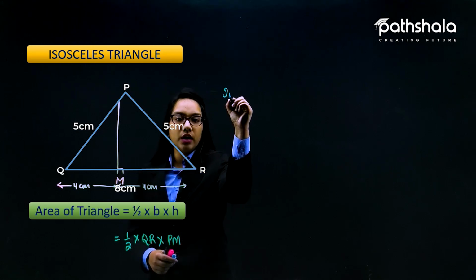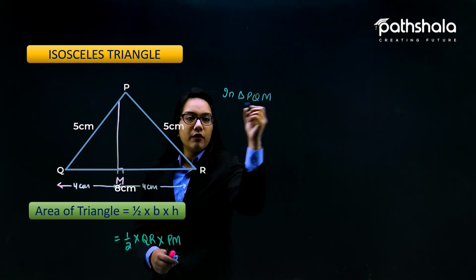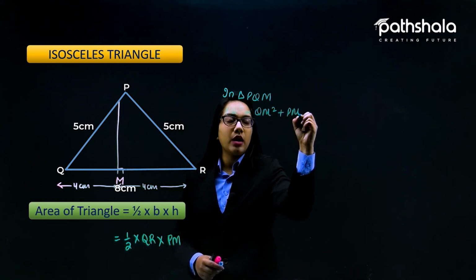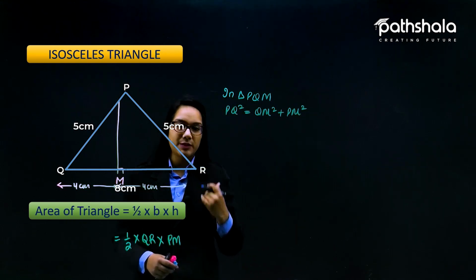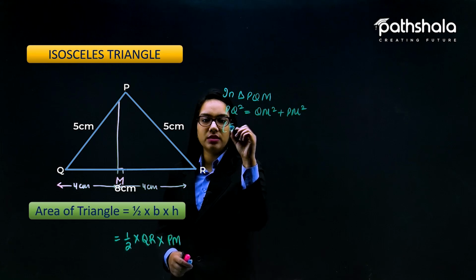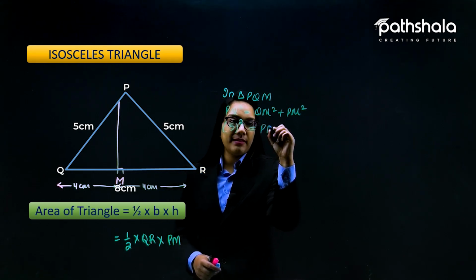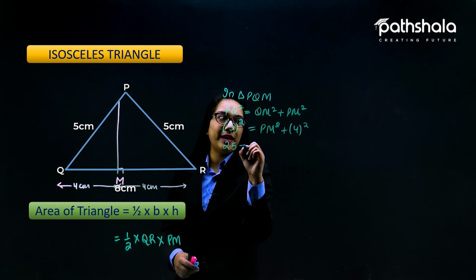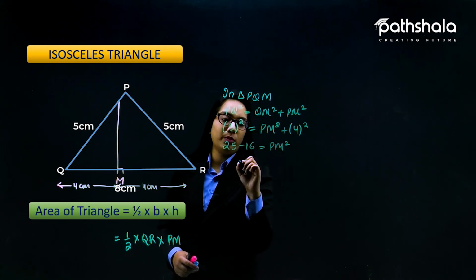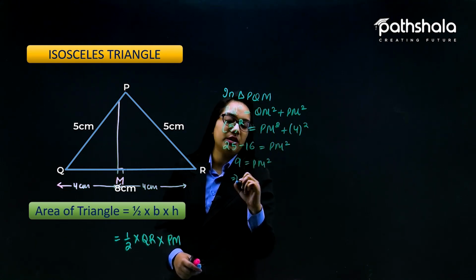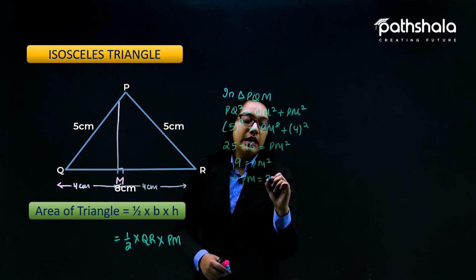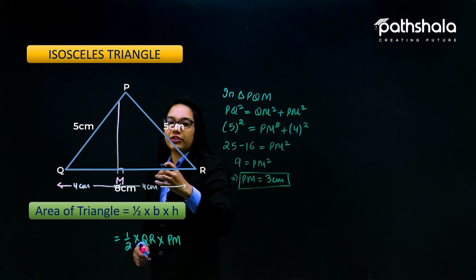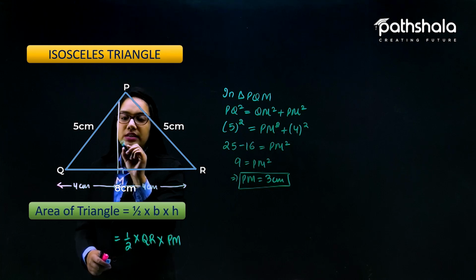So in the triangle PQM, we know that PQ square is equal to QM square plus PM square. Hypotenuse square is equal to perpendicular square plus base square. Let's substitute all the values over here. This is 5 square, which is equal to PM square, which we do not know, plus QM, which is 4 square. So this is 25 minus 16, which is equal to PM square. So 9 is equal to PM square, and the value of PM is equal to 3, because root 9 is 3. So this is 3 centimeter. Hence we know the height of this triangle is 3 centimeter.